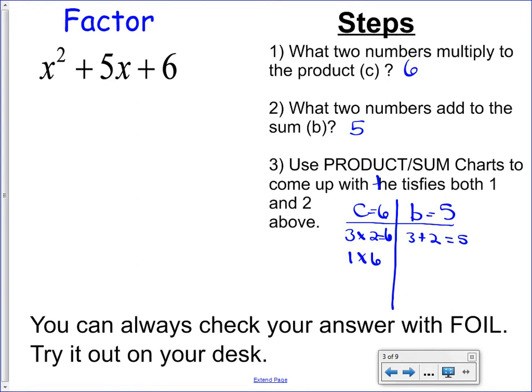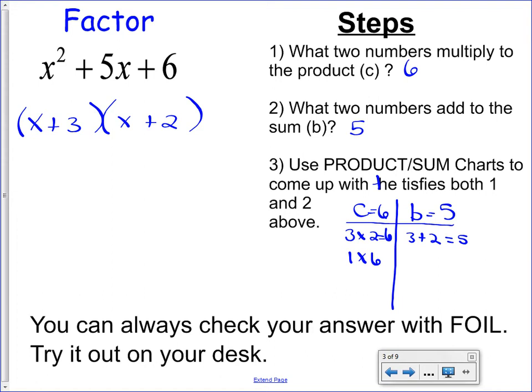So all I have to do is I have two binomials. X is my variable, so I put X here. The numbers that worked were positive 3 and positive 2. And then I'm done. So once I find that combination, I just plug it into the brackets and I'm done with it. Now it says here you can always check your answer with FOIL. Try it out on your desks.